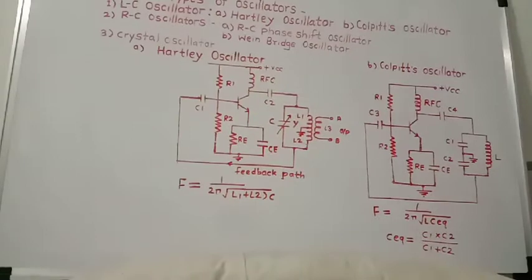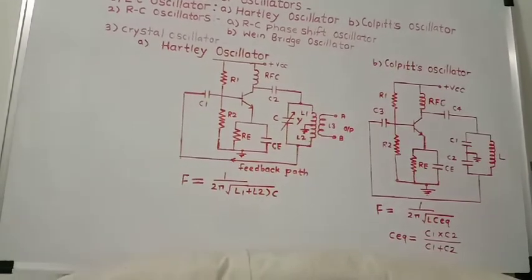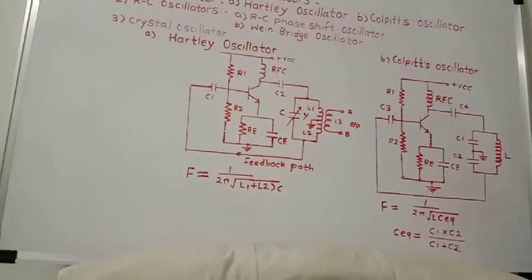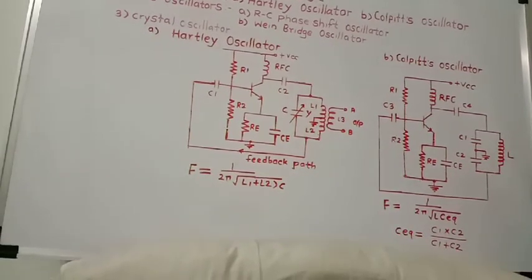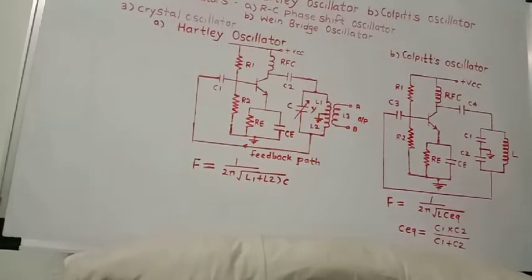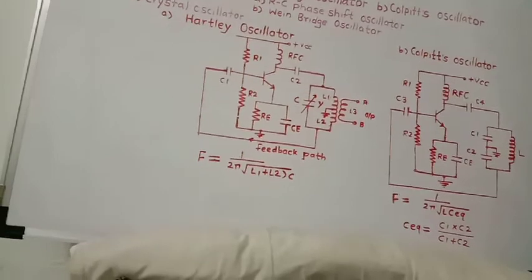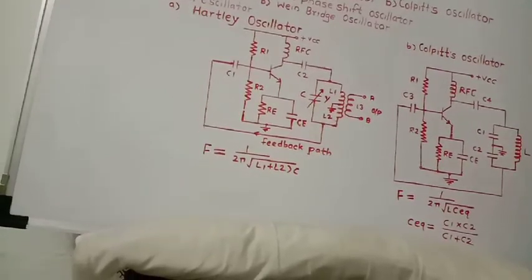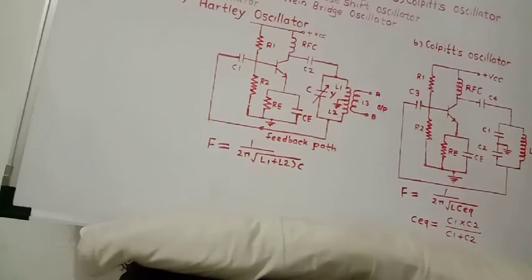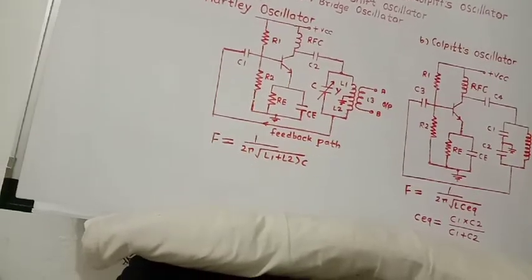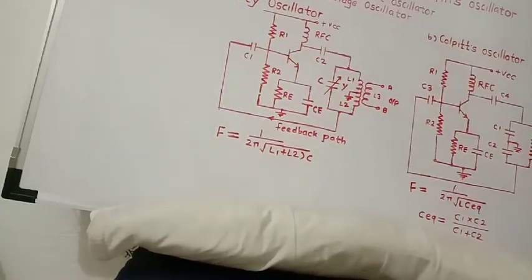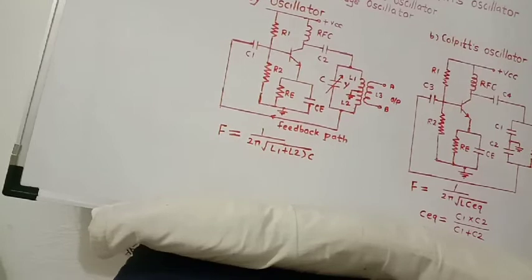In LC oscillators, there are a few coils and trimmers or capacitors which are connected in parallel to form an LC circuit or tank circuit. The tank circuit is formed by using an inductor and a variable capacitor, or by using a variable inductor or variable capacitors. Tank circuits are used in LC oscillators to form oscillations. So this is the first type, the LC oscillator.